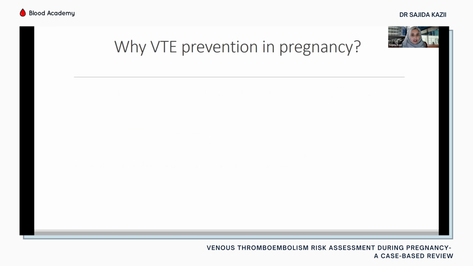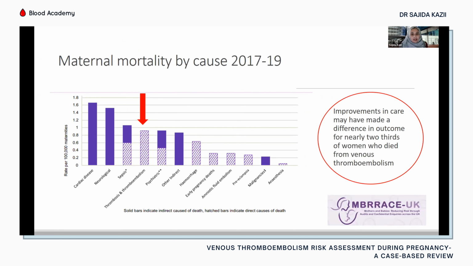So why is VTE prevention in pregnancy important? We will start off with the Mothers and Babies: Reducing Risk through Audit and Confidential Enquiries across the UK. This was a report from 2021, looking at maternal mortality between 2017 and 2019. What we're seeing is that thrombosis and thromboembolism still is one of the leading causes of maternal mortality, and it is a direct cause. They also found during this confidential inquiry that two-thirds of the women who died because of a VTE actually had some risk factors, so if there were improvements in care, this potentially devastating consequence could have been avoided.